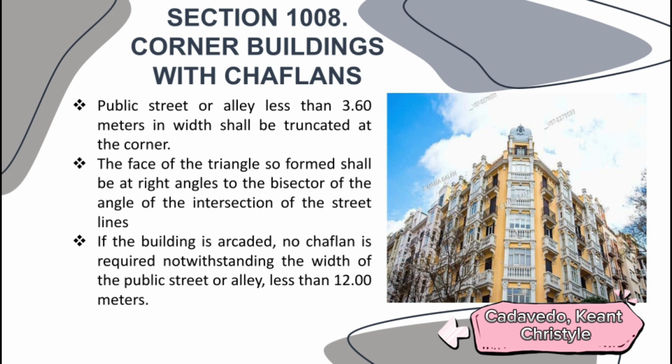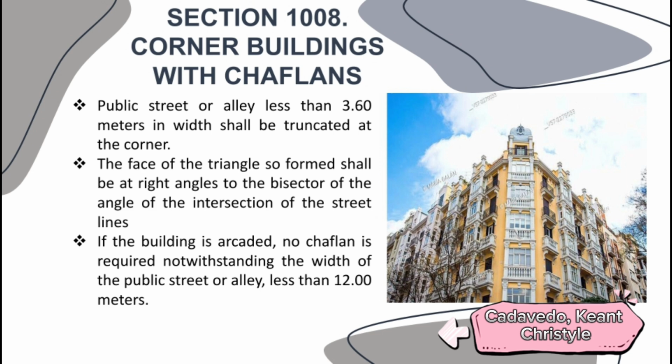Dito sa last section, ito yung mga buildings na madalas nasa isang corner lot. So, pagka ang isang building ay nasa isang corner lot, dapat may parang triangle shape yung pinakaharap nung building.